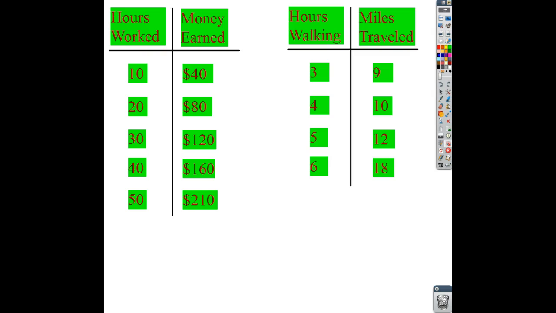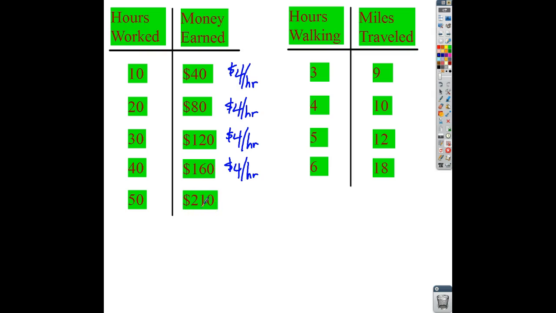In this case, what we need to do is check on each of these if the unit rate is the same. So let's see, 40 divided by 10 is going to be $4 per hour. 80 divided by 20, again, $4 per hour. What about 120 divided by 30? That's also $4 per hour. What about 160 divided by 40? Again, yes, $4 per hour. And then last, we have 210 divided by 50.